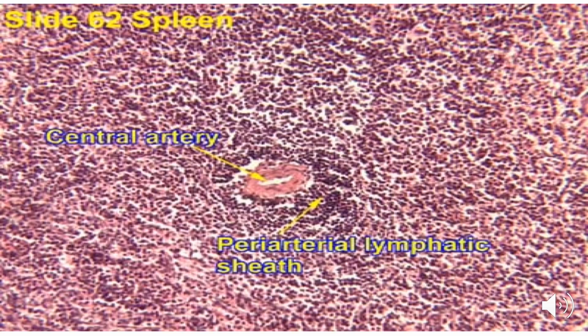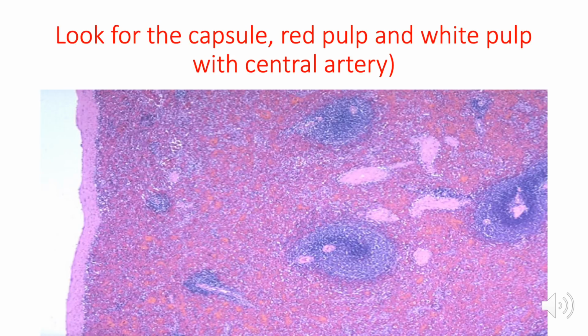This is another picture of the white pulp of the spleen. You have here the presence of the central artery. This is a cut section of the spleen. You can see the capsule on the left side of the photo, and you have nodules distributed all throughout the organ. And the nodules contain central arteries.